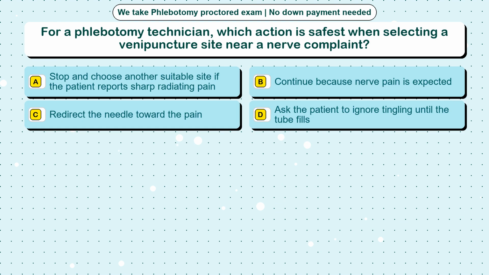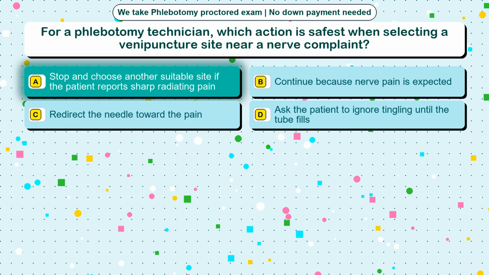Question 50. For a phlebotomy technician, which action is safest when selecting a venipuncture site near a nerve complaint? Option A. Stop and choose another suitable site if the patient reports sharp radiating pain. Option B. Continue because nerve pain is expected. Option C. Redirect the needle toward the pain. Option D. Ask the patient to ignore tingling until the tube fills. The correct answer is option A.